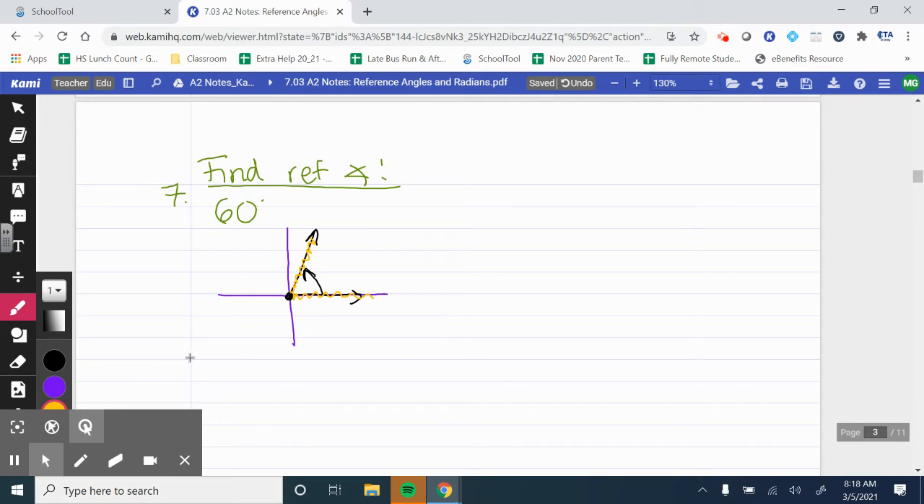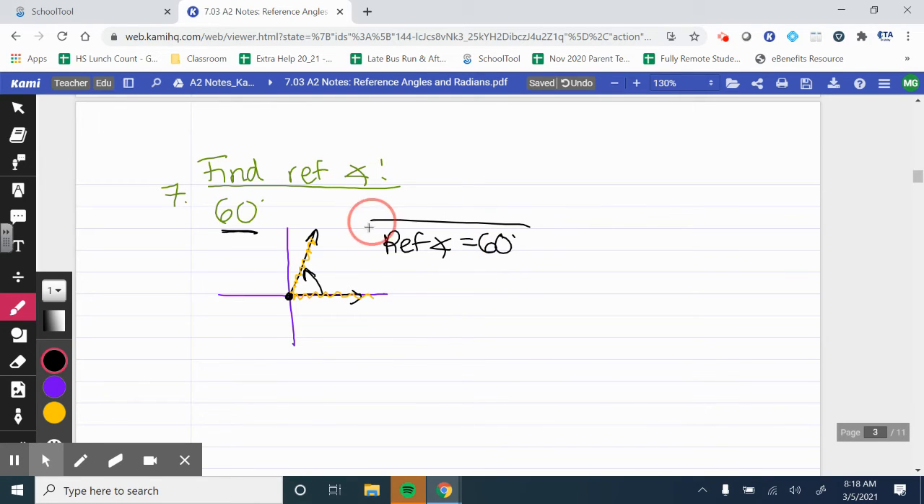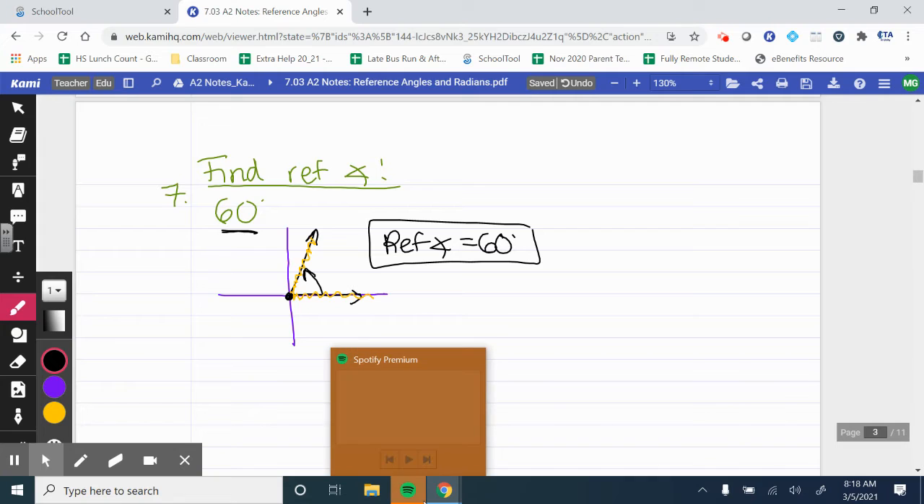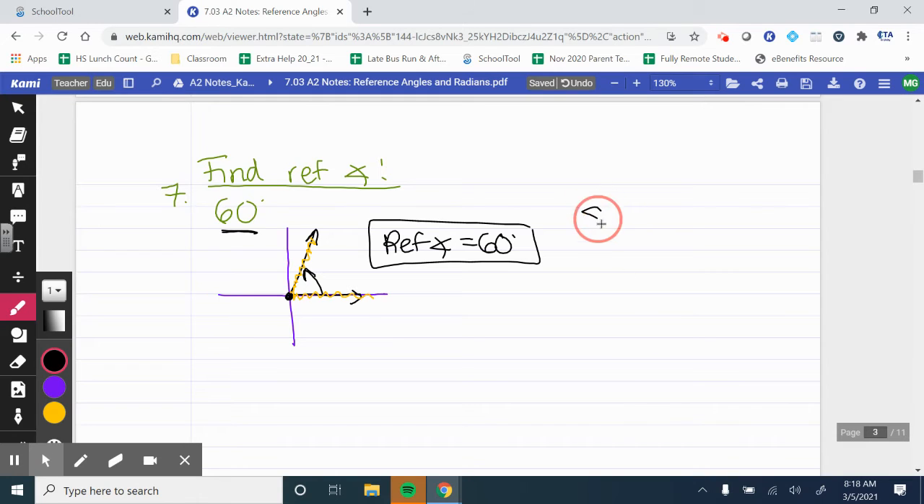Well, that's also the original angle that I was given. So my reference angle is positive, 60 is positive, it's acute, 60 is acute, and it's formed with that x-axis. So the reference angle is 60 degrees. Nothing changes. It should be really quick to find your reference angle when you're given a positive acute angle because there's nothing you need to do. That's the answer, is 60 degrees.